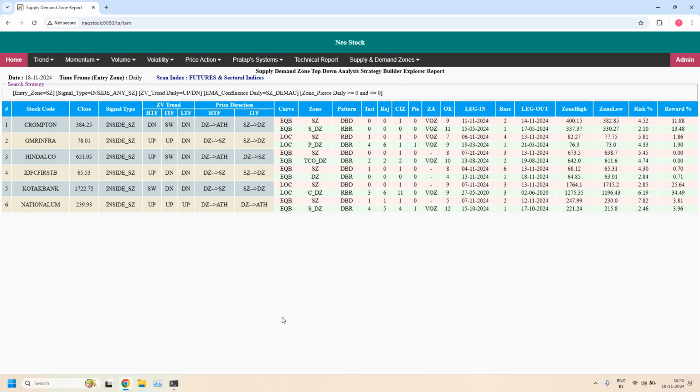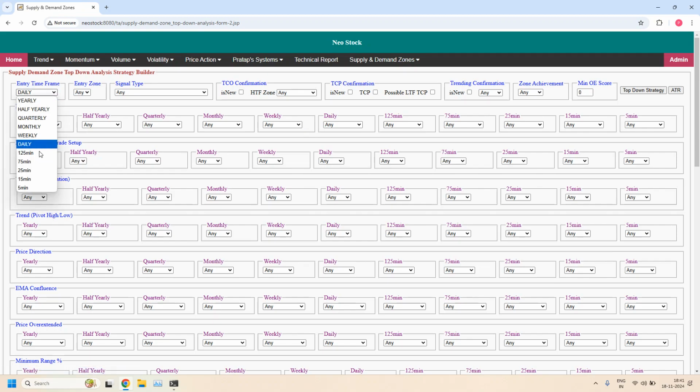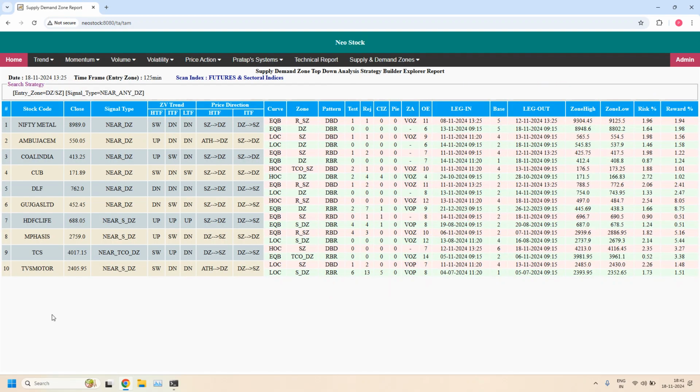Okay, this is about daily time frame. Next time frame is 125 minutes. Stocks near 125 minutes demand zone. We got 10 stocks.